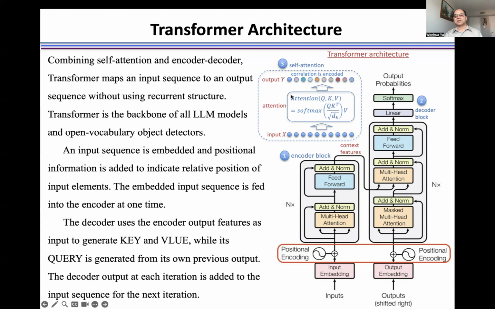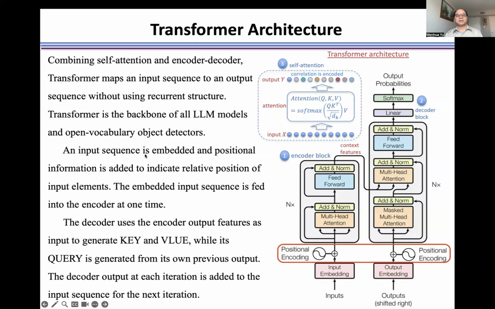A transformer consists of three components. The first one is the encoder, the second one is the decoder, and the third one is self-attention. Transformer is the backbone of all LLM models and open vocabulary object detectors.